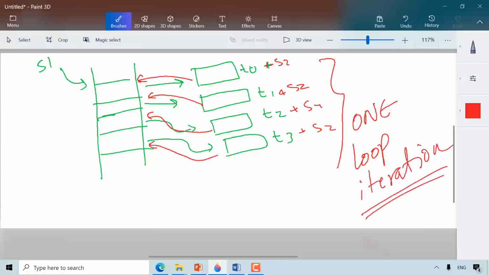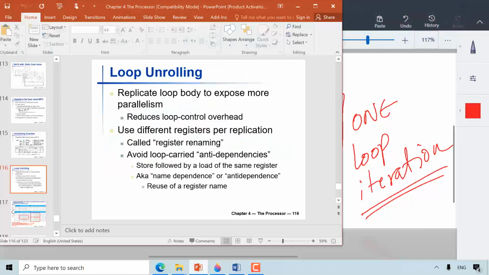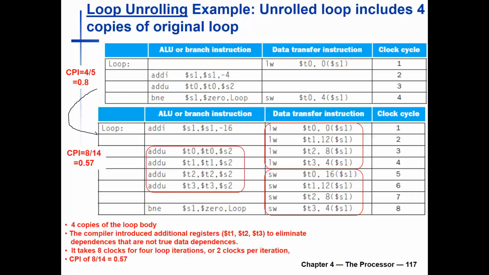And this is what we call loop unrolling. You are doing multiple copies of the small loop in one large iteration. Okay, so let's go back to our example here and see how we are doing.